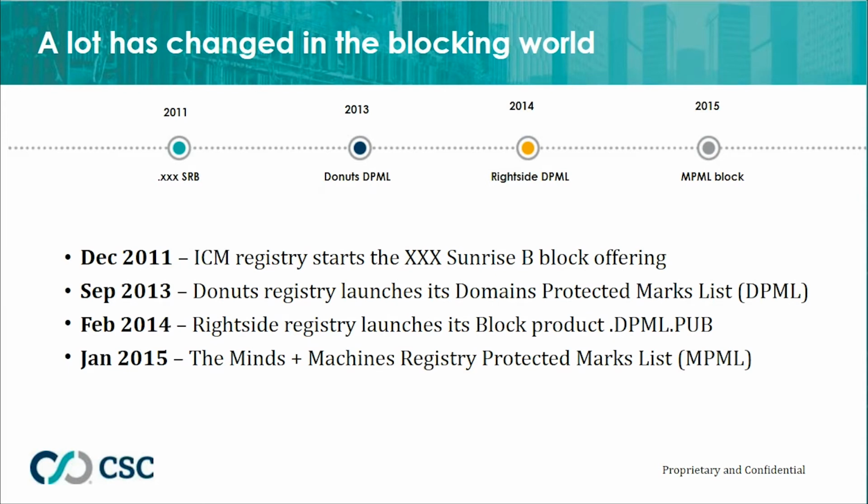That combined with the Sunrise registration phases and the additional protections you have as a brand mark holder became part of a three-pronged defense mechanism for trademark holders during the new GTLD rollout. So as we see in the brief history of the blocks, we first started with XXX, then Donuts launched their domain-protected marks block. In 2014, the Rightside Registry came out with their blocking mechanism, and then in 2015, Minds and Machines Registry started offering a block mechanism as well.